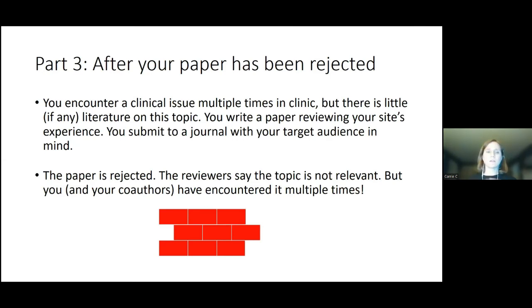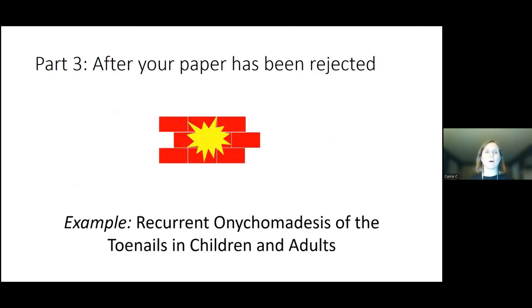You read this journal all the time, and then the paper is rejected. And the reviewers say that the topic isn't really relevant. And you're like, it is! You've encountered it multiple times, and you feel kind of like you've hit a brick wall at that point. So we're going to talk about what do you do after you hit that brick wall.